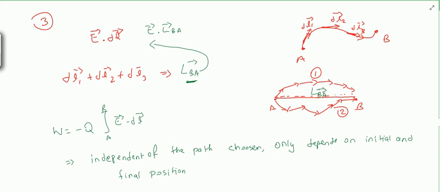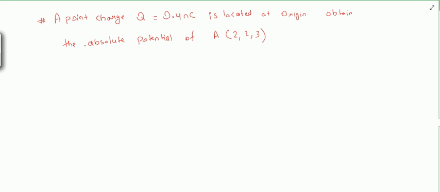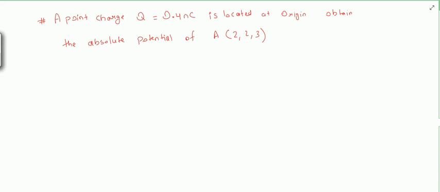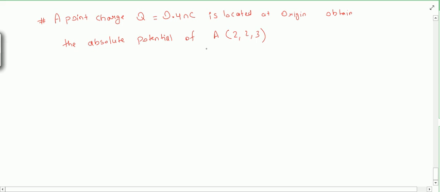Understand? Now see here one question. A point charge q equals 0.4 nanocoulomb is located at the origin. Obtain the potential at point A. So due to a point charge, what is the potential at A? I have to find the absolute potential, so I am moving a charge from infinity to point A basically. You can understand this.